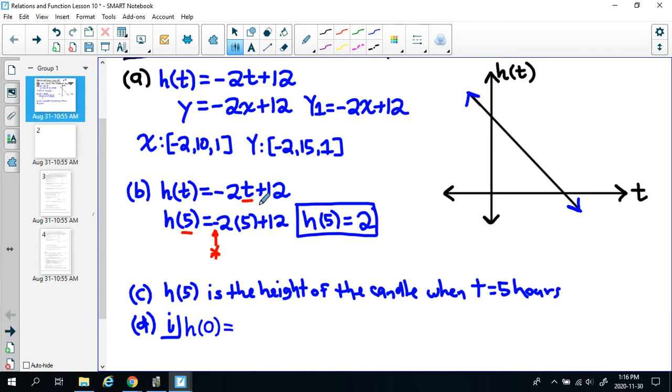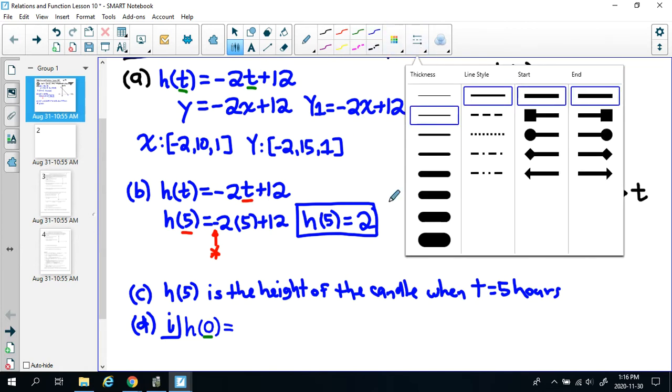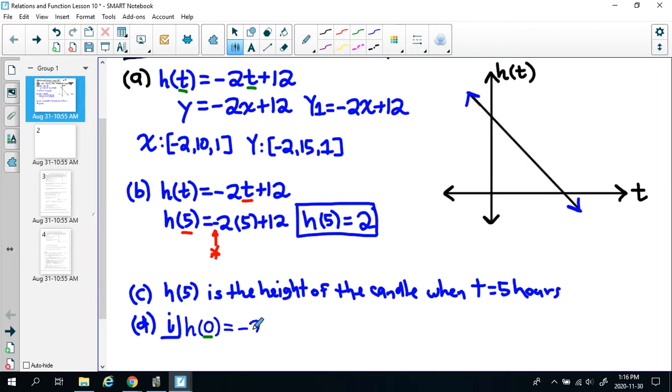Okay, so all we're going to do is we're going to take t of 0 and just plug it into this equation right here. So instead of it being t, it's 0. We're going to evaluate the expression when t is equal to 0. So that would then be -2 multiplied by 0 plus 12. -2 times 0 is 0. Therefore, you'd have h of 0 is equal to 12.